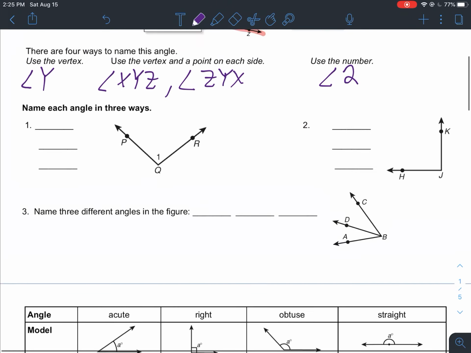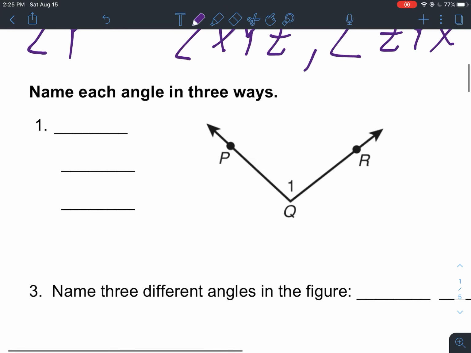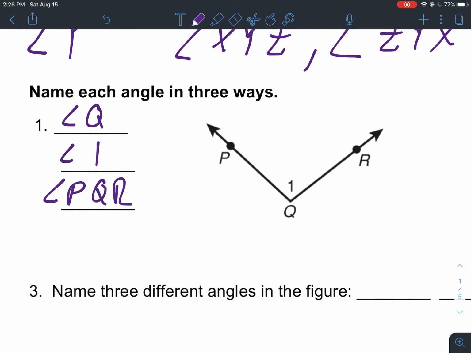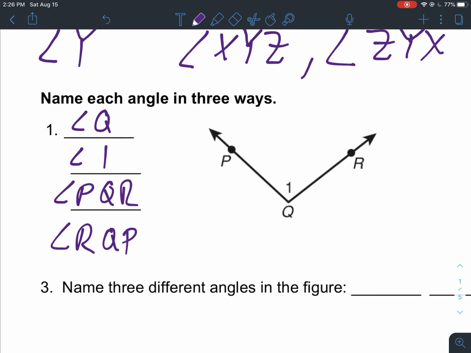All right, so let's try a couple of problems here. Number 1, name the angle in 3 ways. I'm going to do 4 ways just for practice here. I can call this angle Q, I can call it angle 1, or I can call it angle PQR, or I can call it angle RQP. All of those are correct.